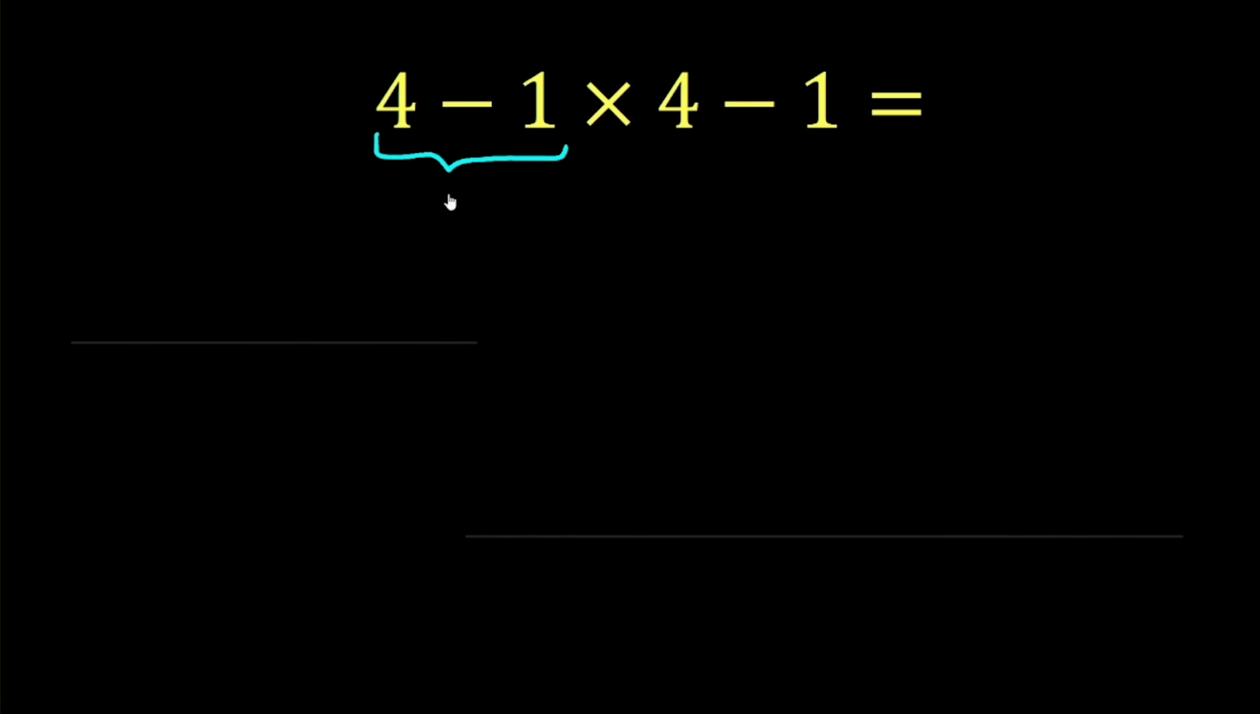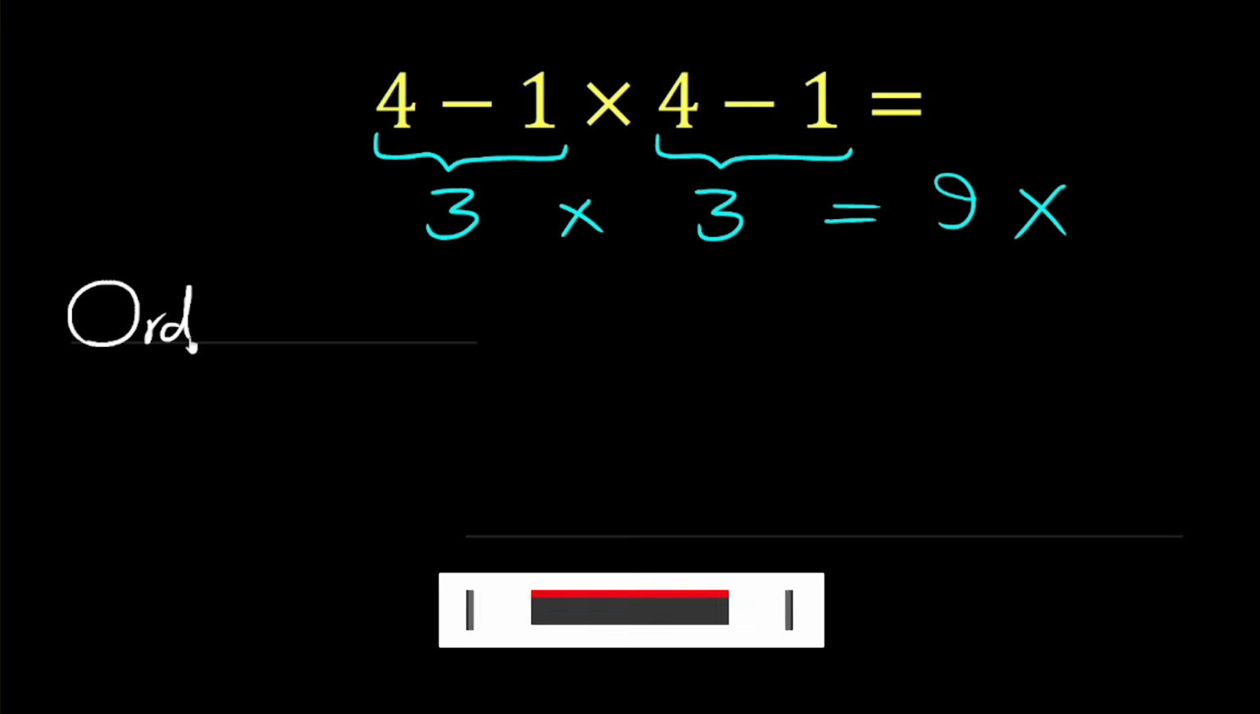4 minus 1 gives us 3. And again, here, 4 minus 1 gives us 3. Finally, 3 times 3 equals 9. But this answer is not correct, because we didn't follow one of the most important rules in mathematics, called the order of operations.